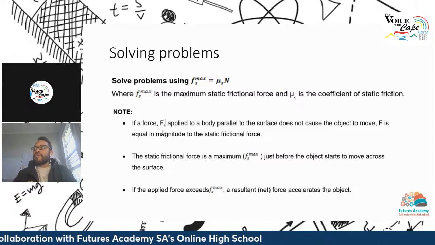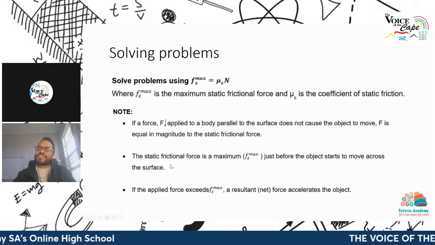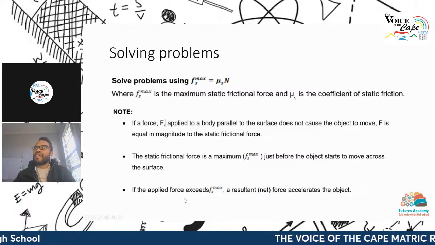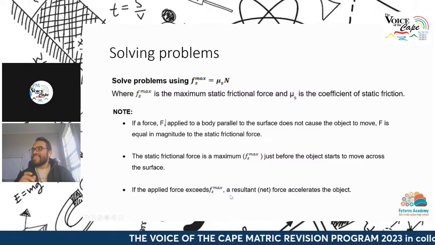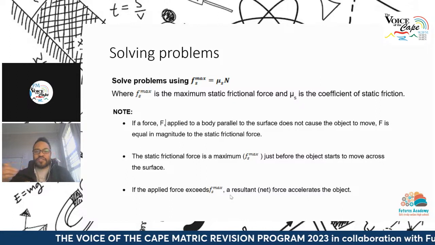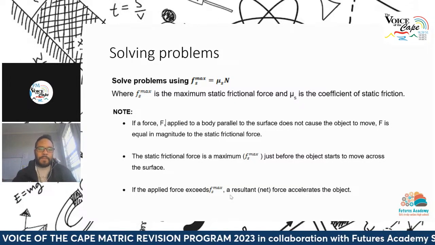The static frictional force is a maximum just before the object starts to move across the surface, okay? And if the applied force exceeds Fs max, then we find that there is a resultant net force that causes an object to start accelerating, okay?